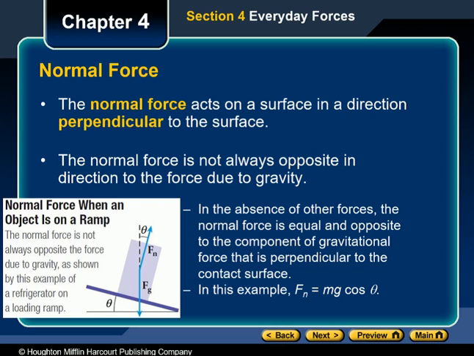The magnitude of the normal force can be calculated as F_n = mg cos θ. The angle θ is the angle between the normal force and a vertical line, and is also the angle between the contact surface and a horizontal line.